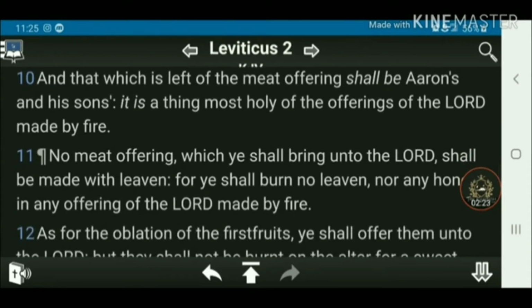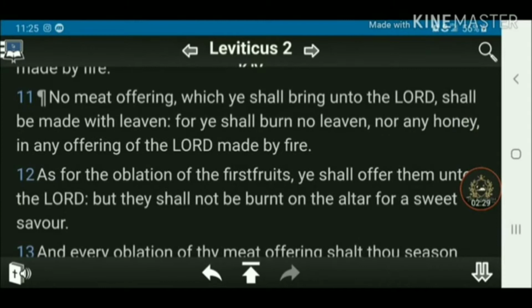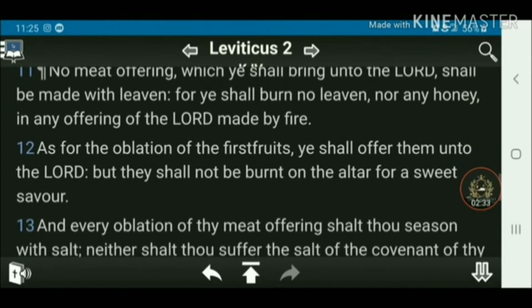No meat offering which ye shall bring unto the Lord shall be made with leaven, for ye shall burn no leaven, nor any honey in any offering of the Lord made by fire. As for the oblation of the first fruits, ye shall offer them unto the Lord, but they shall not be burnt on the altar for a sweet savor.